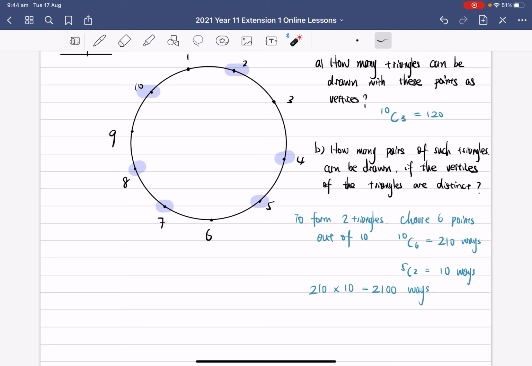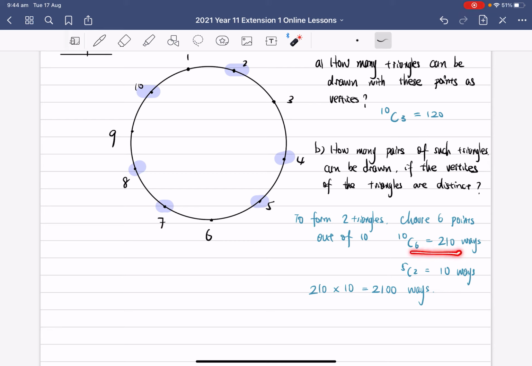The number of ways of picking 6 different points is 10C6, which is 210 ways, because I don't have to pick all of these 6. I can pick another 1, 2, 3, 4, 5, 6. So in total, there are 210 ways to pick 6 points out of the 10 points around the circle.